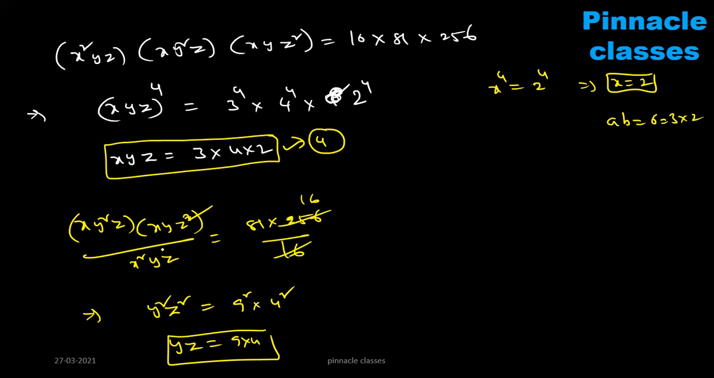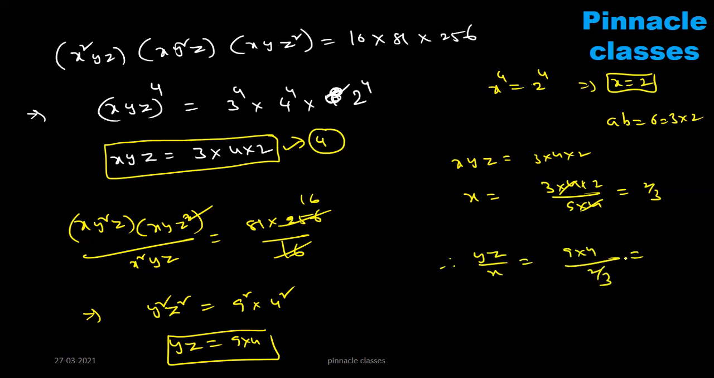Yz is 9 into 4, means what about x? 3 into 4 by 2, by 3 into 4 into 2 by 9 into 4. So simplify, that is the answer. X is equal to how much? 3 into 4 into 2 by 3 into 4, so 2 by 3 is coming. 3 3s are 9, 2 by 3. Therefore, yz by x is how much? 9 into 4 by 2 by 3. 9 into 4, that is the answer, see? 9 into 4, 2 2s are cancelled. Yes, sir. That is that.